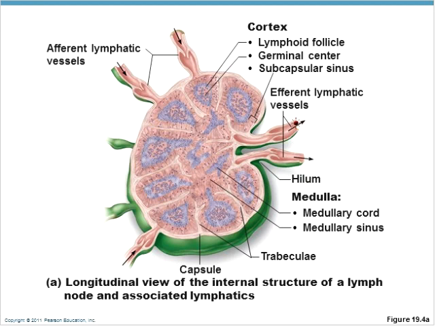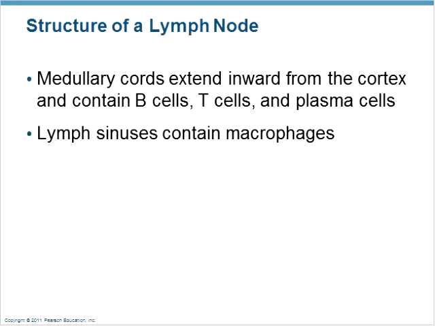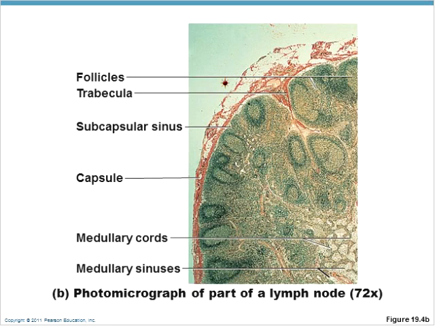This looks at a lymph node right here, and we're going to talk about this step by step as we go forward. The structure of the lymph node includes the medullary cords. They extend inwards from the cortex and contain the B cells, T cells, and plasma cells, and the lymph sinuses contain the macrophages. So see the follicles and the trabeculae, see the subcapsular sinus right here, the capsule proper, the medullary cords, and the medullary sinuses and the openings.